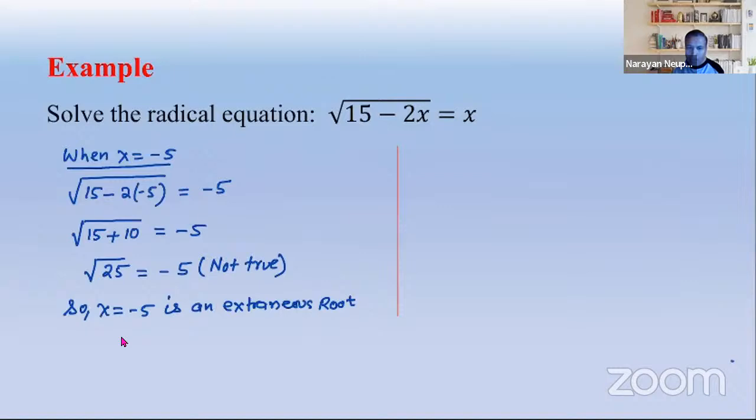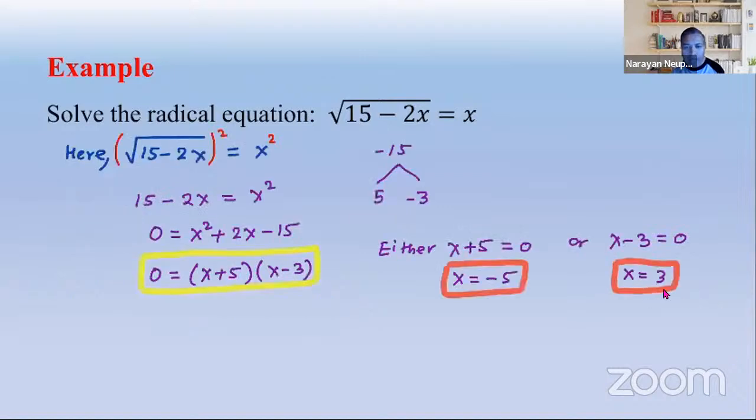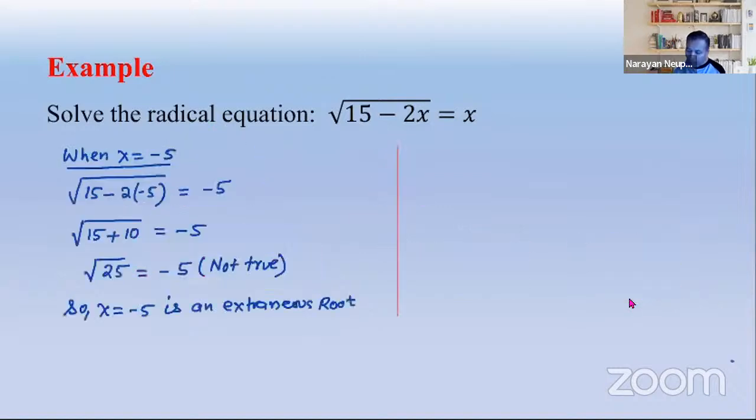Let's plug in the second root that we obtained. We obtain x equal to 3 here. So we are going to plug in and check that. Okay. When x equal to +3, if you plug in x equal to 3, let's see what we get. If you plug into the original equation, it will be 15 minus 2 times 3 equal to, we have x on the other side. If you plug in 3, that will be 3.